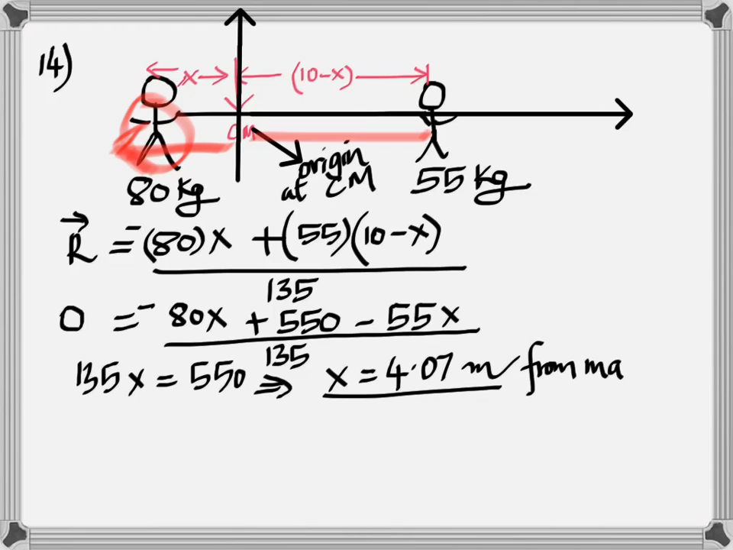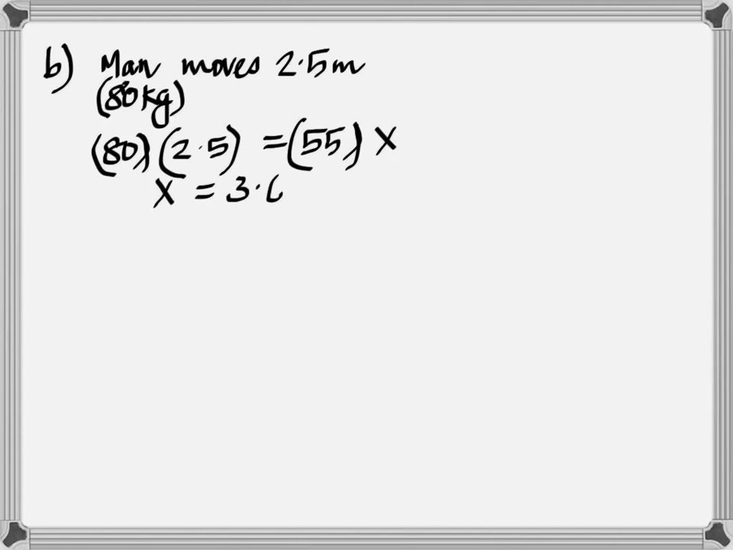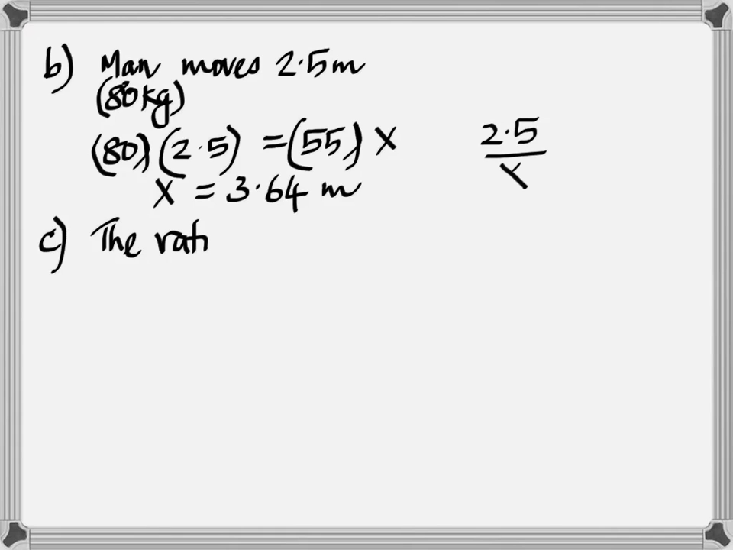Calculated as 4.07 meter from the man. And then the B part, the man pulls on the rope, he moves 2.5 meter. It asks how far from the woman will he be now? So if the 80 kilogram man moves 2.5, the 55 moves x, which is 3.64.